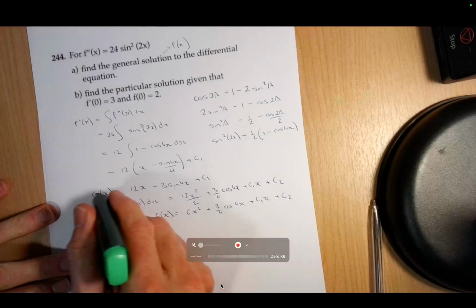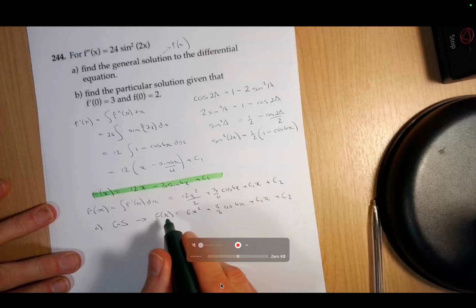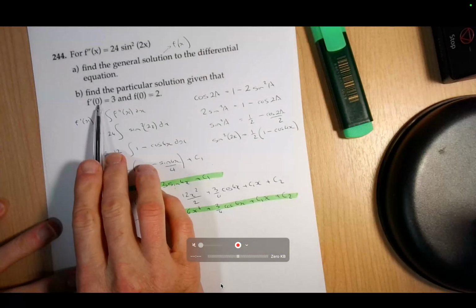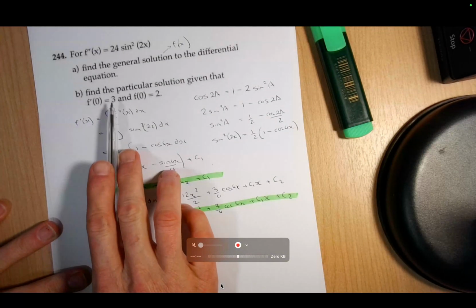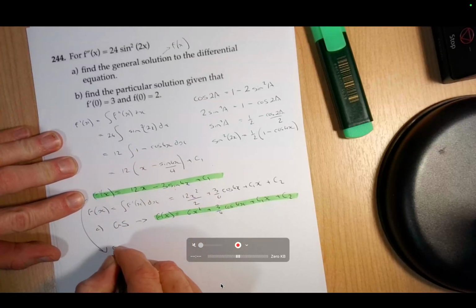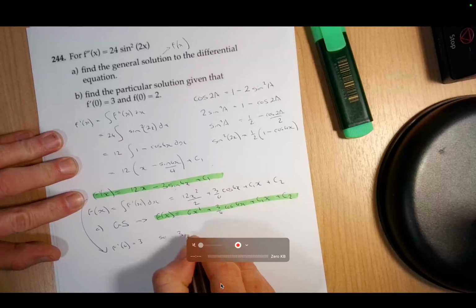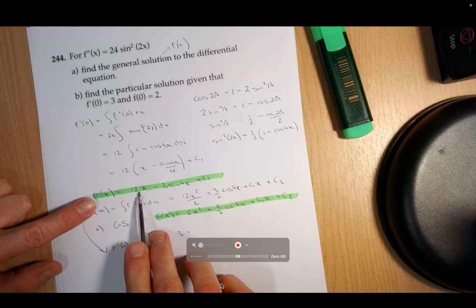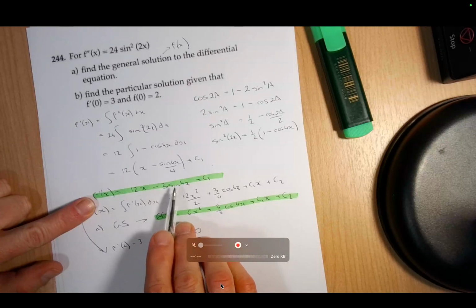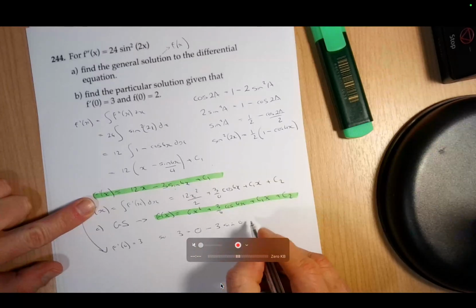So that there is one expression, that's f of x, and this one here is f dashed. We're going to plug in, when x is 0, this is equal to 3. So let's do this one here. f dashed 0 equals 3. Okay, so 3 equals, put 0 in here. That goes to 0. Sine of 0. That goes to minus 3 sine of 0 plus C1.